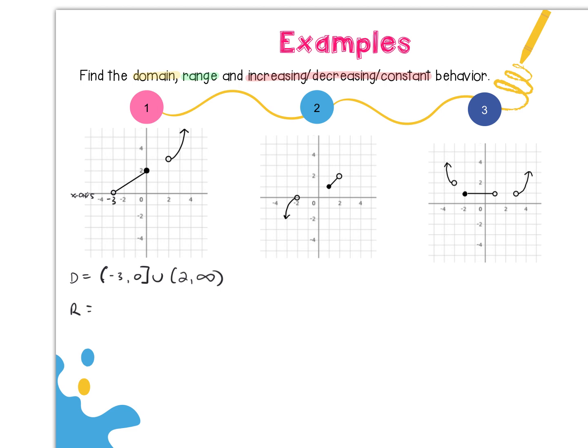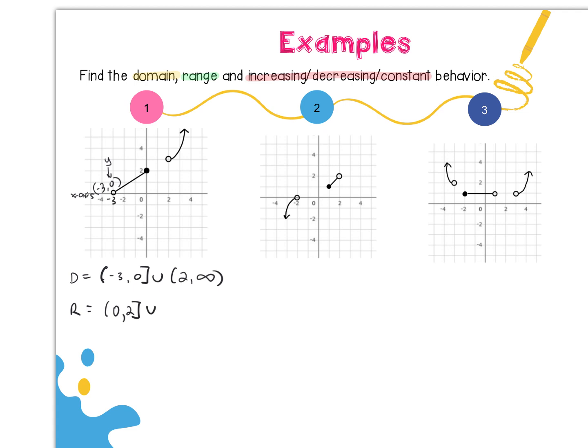Notice this ordered pair right here would be (-3, 0), okay? The y value is 0. That's the lowest point on this graph. So I know that my range is going to start at 0. It's not going to include 0, it's an open circle. So I'm going to go 0, 1, and then notice that I go to 2 here. So I know that this is going to go to 2, and it's going to include 2 because it's a closed circle.